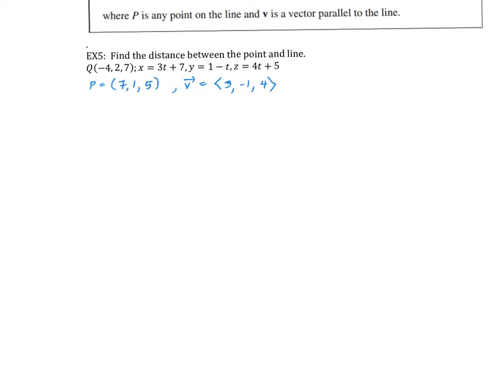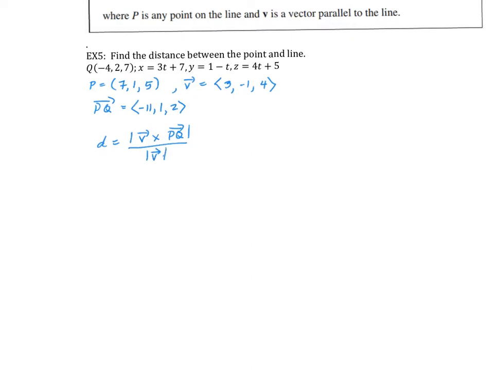So I need to take the magnitude of the cross product over the magnitude of our vector v. First thing I want to do is find my vector PQ. So remember, that's Q minus P. So negative 4 minus 7 would be negative 11. 2 minus 1 is 1. 7 minus 5 is 2. I have all my pieces. The distance is going to be the magnitude of v crossed PQ over the magnitude of v.